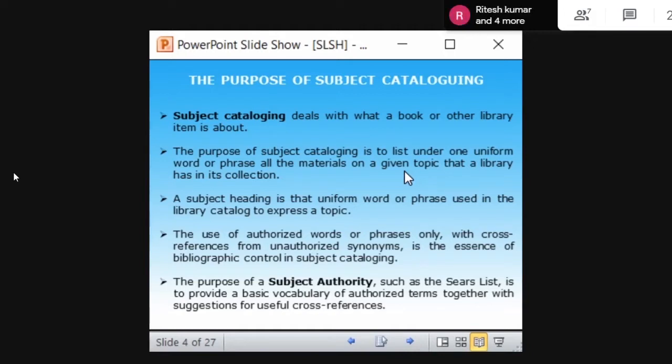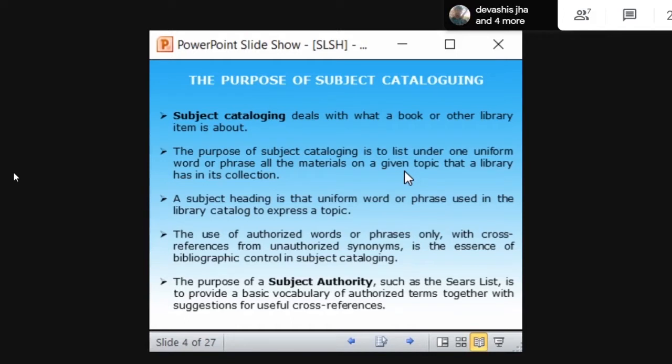So you have to identify a uniform word, and the use of authorized words and phrases with cross references from unauthorized synonyms is the essence of bibliographical control in subject cataloging. So there are certain words which are authorized. These heading lists and subject names have authorized standard ways of using them, and when you use these standard terms, it will be easy to control the bibliography. That is called bibliographical control in subject cataloging. So using standardized terms is very much essential, remember that.